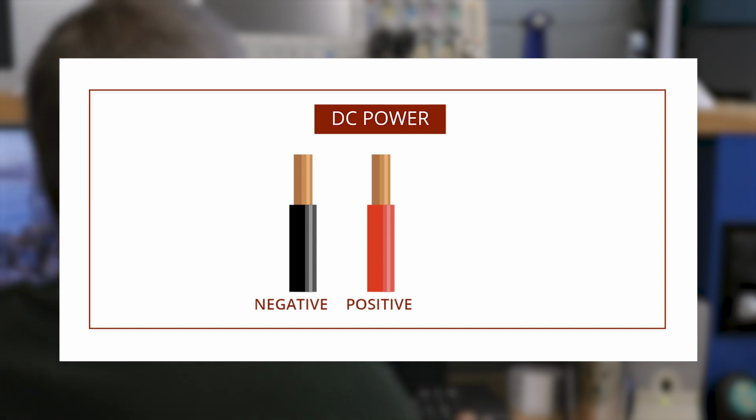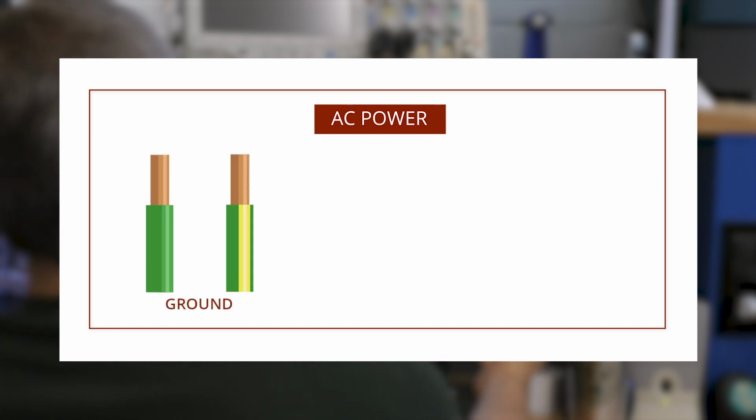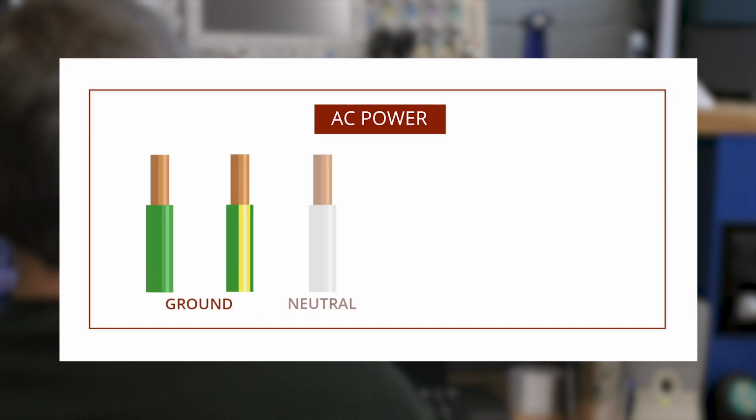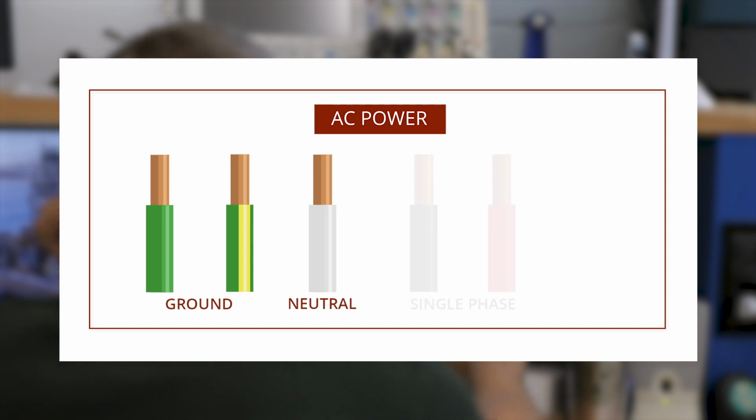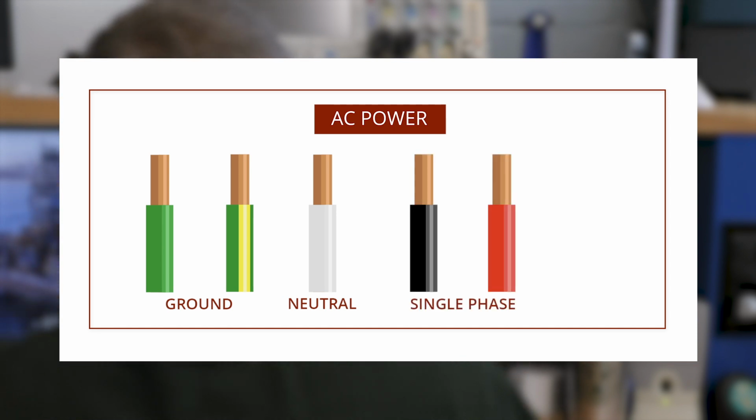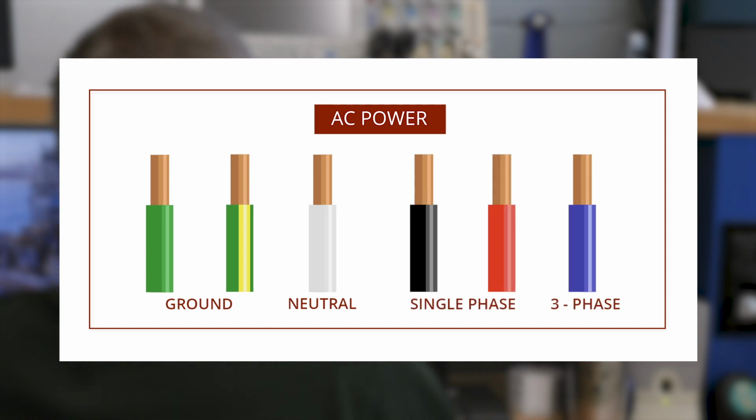3-wire is indicated by black, red, and white. For AC wiring, the ground line is green or green with yellow stripes. The neutral line is white, and the live wires are black or red for single phase and red, black, and blue for 3-phase.